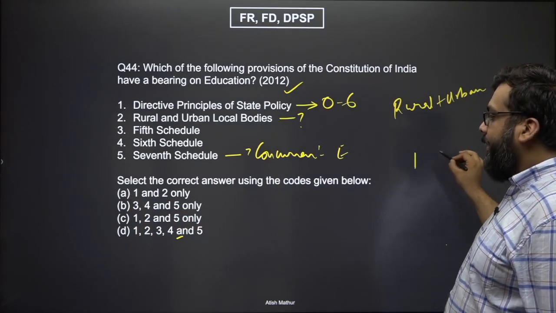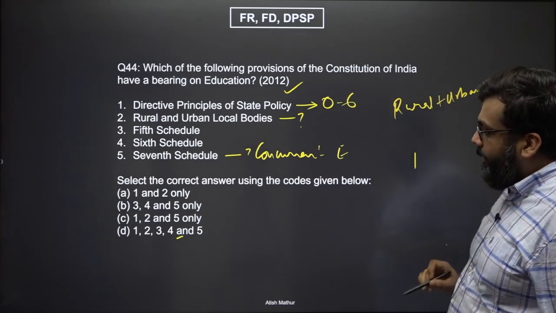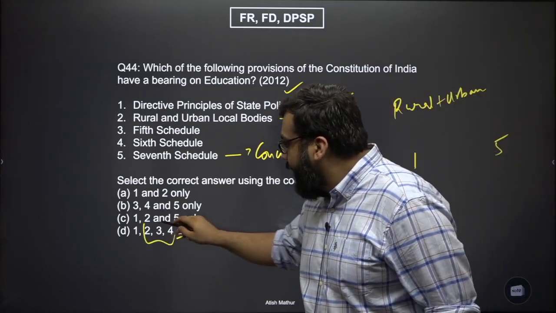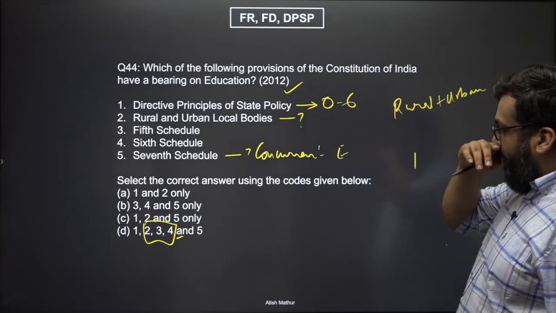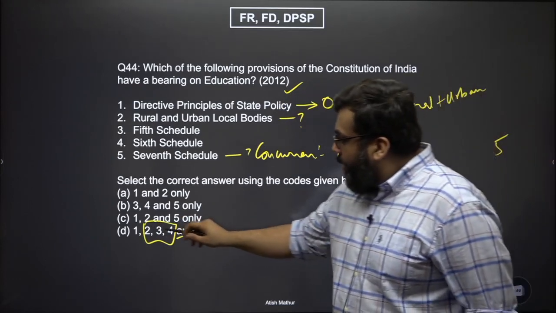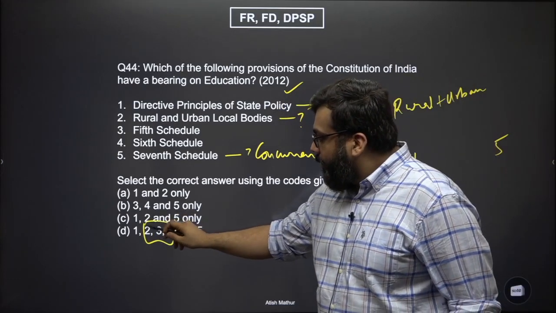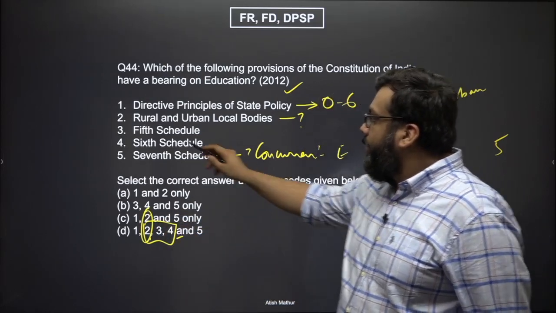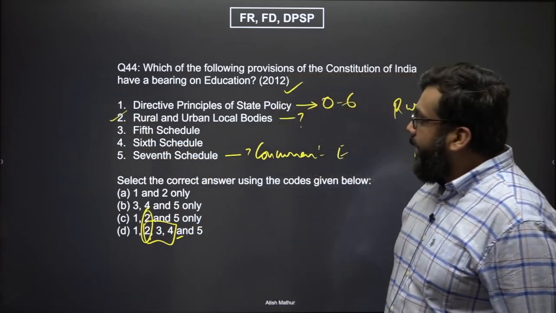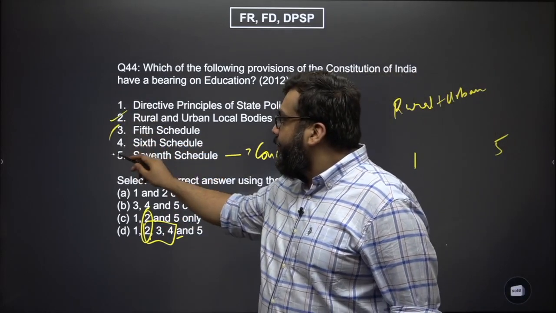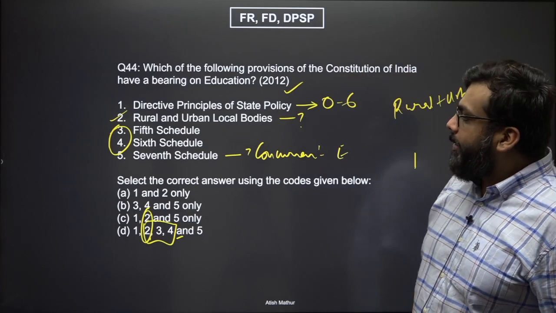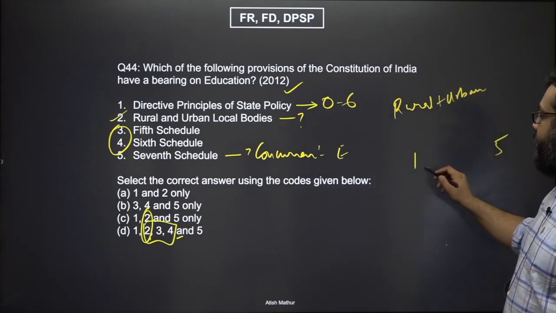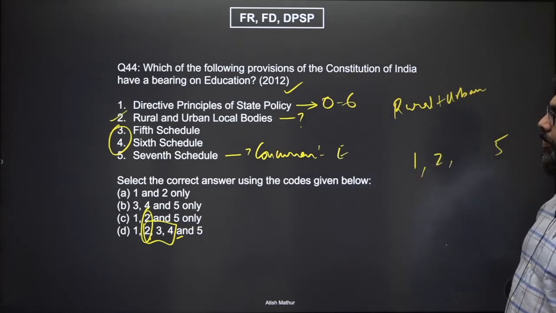1 is definitely correct, 5 is definitely correct. We have to check for 2, 3 and 4. Okay. Now between 2, 3 and 4, 2 is common to both C and D, which means 2 is definitely right. So rural and urban bodies is right. We are now left with third and fourth, which is fifth and sixth schedule. So 1 is right, 2 is right, and 5 is right for sure.